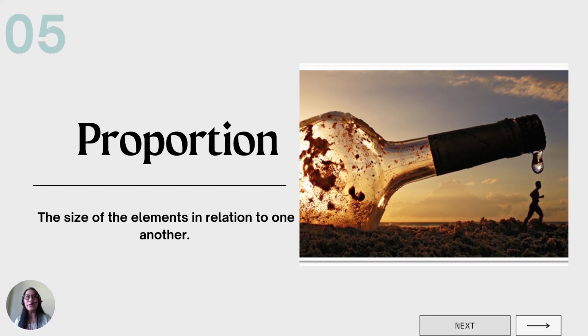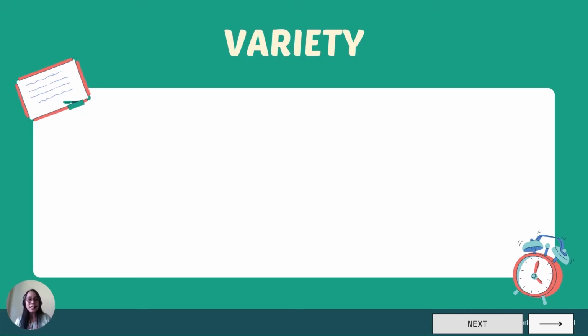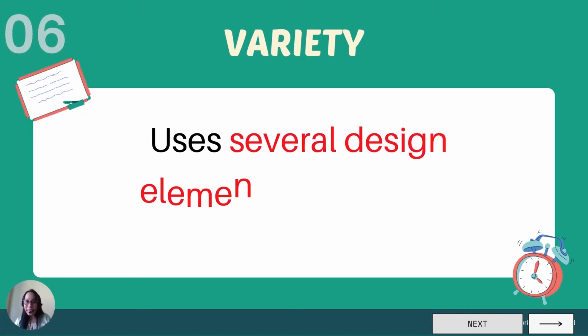Let's say, for example, your image is all about tools. Basically, everything that we could find within that image is all about tools. Regardless of what kind of tools, as long as all the images or pictures or objects that you have in your image are about tools, they relate with one another. Now the last one is variety.